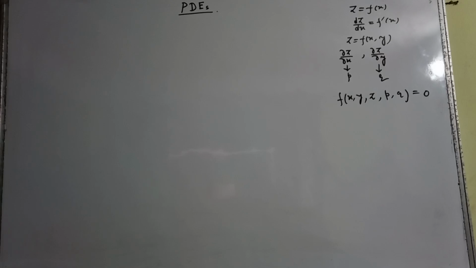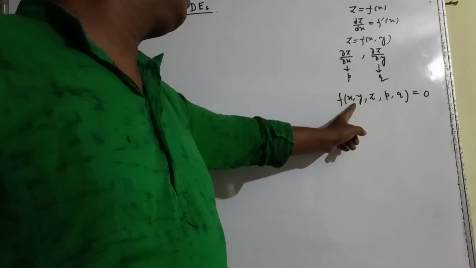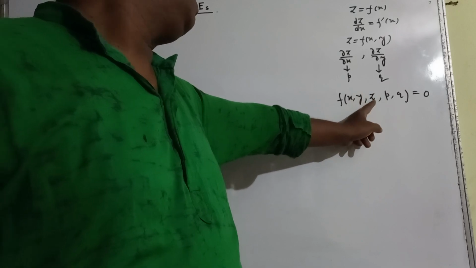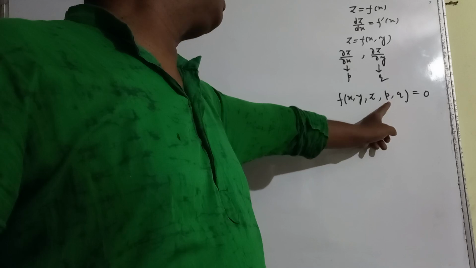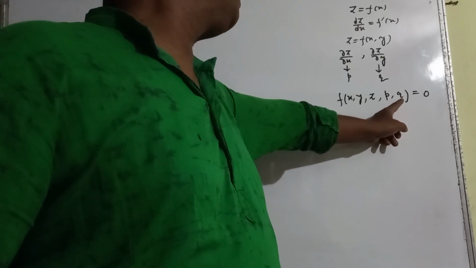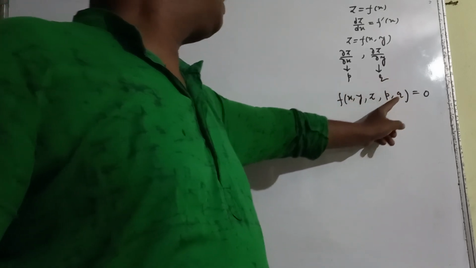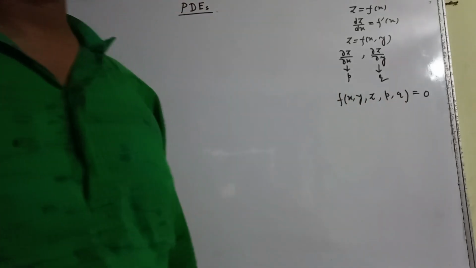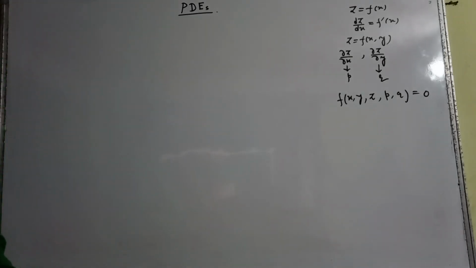Then, for a function of two or more independent variables x and y, where z is the dependent variable, z depends on x and y, and the first order partial derivative of z with respect to x is p, and with respect to y is q. A relation consisting of these variables is called a first order partial differential equation.